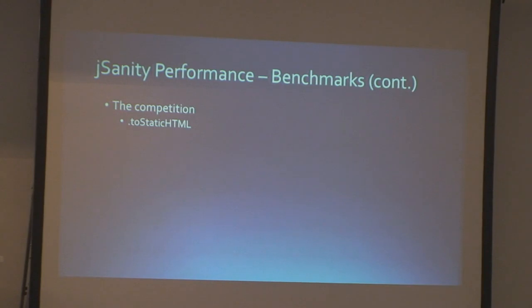But what does the competition look like? Well, toStaticHTML is amazing. It's native code. If you look at toStaticHTML without actually inserting markup into the DOM, it is super fast, 140 milliseconds to all done. The only thing we can say here is that our API is asynchronous, so we return immediately before 140 milliseconds passes. But we still do a lot more work.